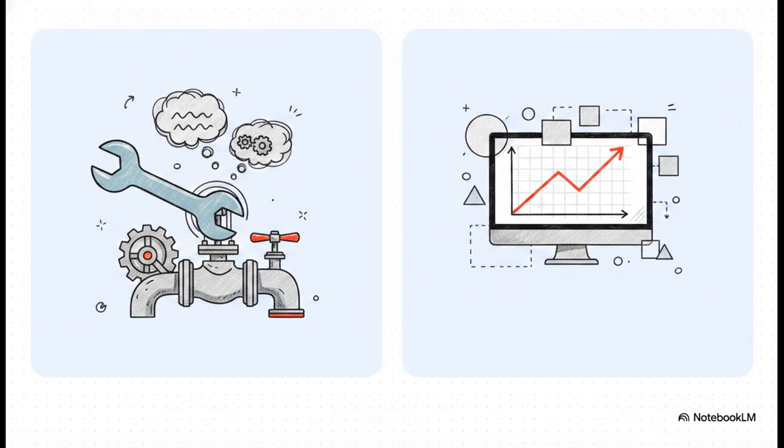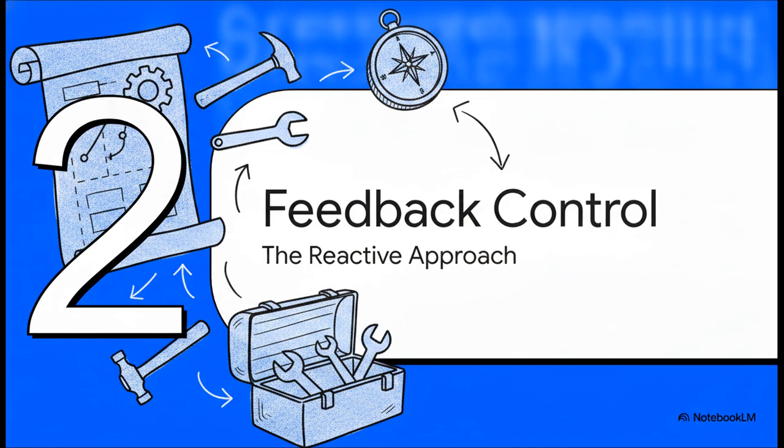On the flip side, we have the model-based approach. Now, this relies on serious mathematical precision. You develop a dynamic model of the process first, and then use that mathematical model as the basis for designing your controllers. It's just a much more calculated way to ensure stability long before you ever open a valve in the real world. Moving on to Part 2, the reactive approach, feedback control.